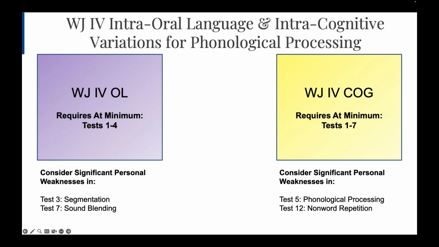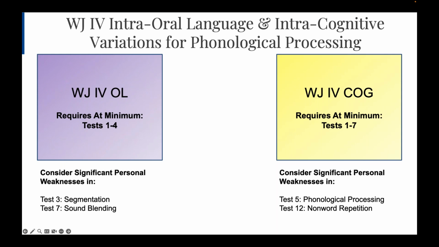So if we conduct an intraoral language variation, we see to the left that it requires at least tests 1 through 4, and we would also want to consider adding test 7 into that procedure. If we take a look at the WJ4 oral language, test 3 is related to segmentation and test 7 is related to sound blending, which are areas that I just mentioned as being underneath that umbrella of phonological processing. So we can use those two tests within an intraoral language variation procedure to see if the person's performance on tests that tap those skills is clinically and statistically significant in terms of where their other oral language skills are.